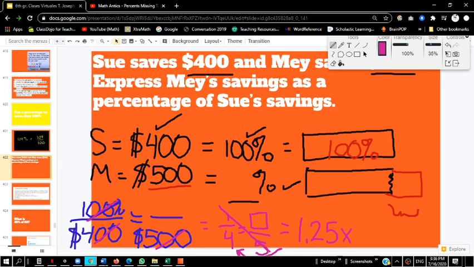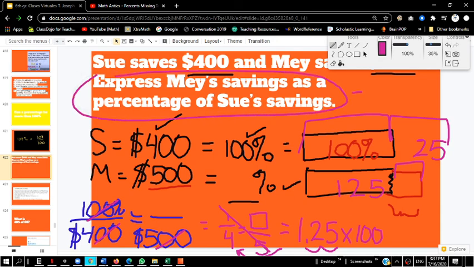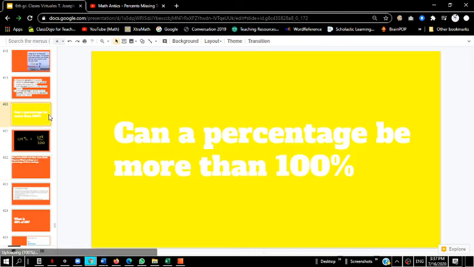If we multiply this by 100 to get our percent, it's the same thing as moving our decimal point over 2 spots, and we have our percentage, 125. In other words, this portion right here equals 25% because 100 plus 25 equals 125. So if we're trying to express May's savings as a percentage of Sue's savings, May's savings equals 125%.